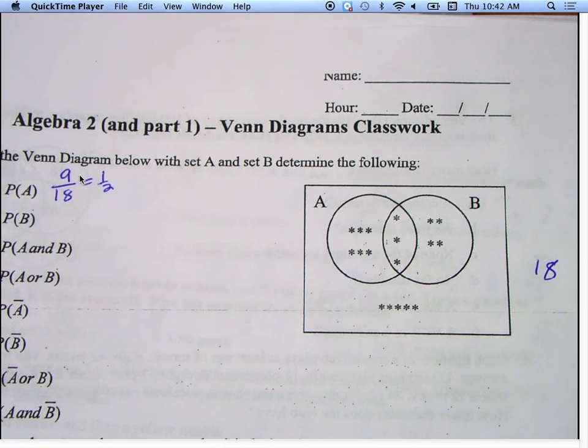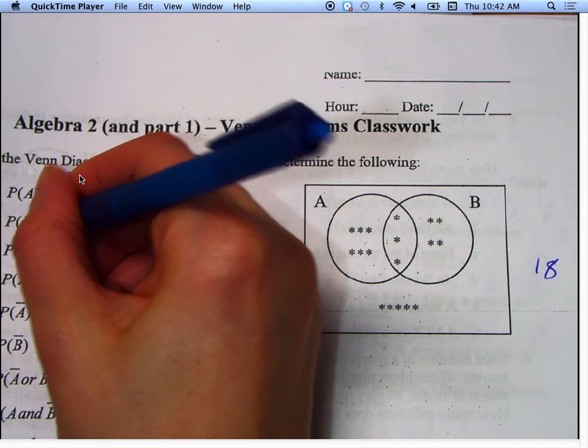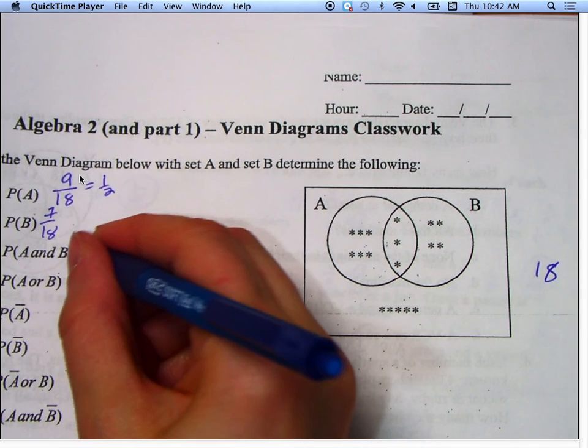All right, let's look at B. Probability of B. 9 out of 18 is 1/2. Great. Probability of B. 7 out of what? 18. 18, good. Probability that it has to be A and B. 1/6. Because it's 3 out of 18, which reduces to 1/6.